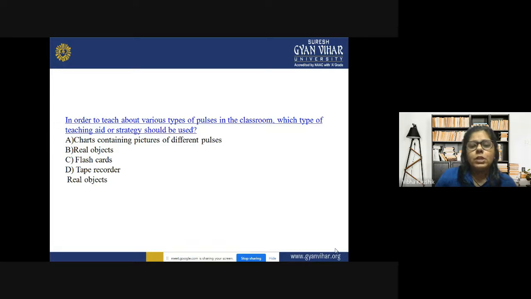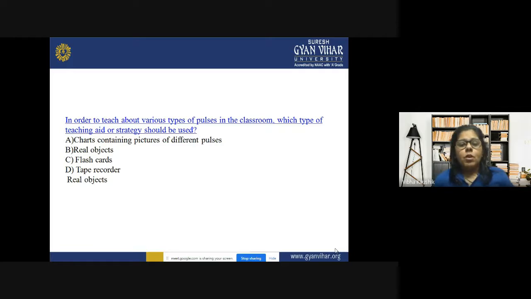B, real objects. The teacher can take the different pulses with him to the class. C, flashcards. The teacher can show the students the flashcards, or D, use the tape recorder. Now these are the options, students: A, B, C, D. Now you have to select the correct one on the basis of the given choices.